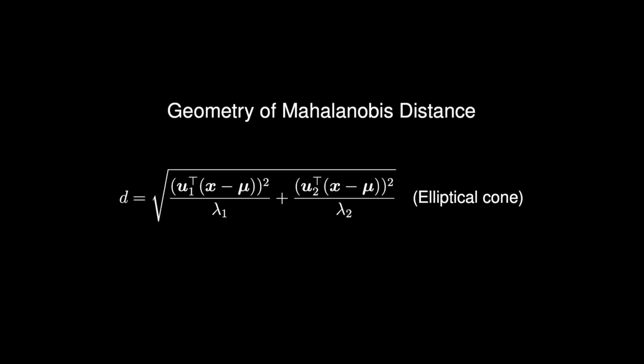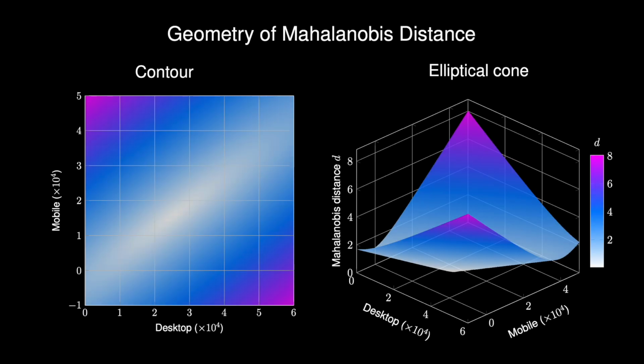We can rewrite the Mahalanobis distance as the square root of the sum of squared projections scaled by eigenvalues. This is the equation of an elliptical cone, the natural 3D geometry of the Mahalanobis distance. Here's the full picture side by side. The contour plot on the left shows a tilted elliptical contour in the data space. On the right, the 3D surface establishes an elliptical cone steeper along the direction of low variance, shallower along high variance.